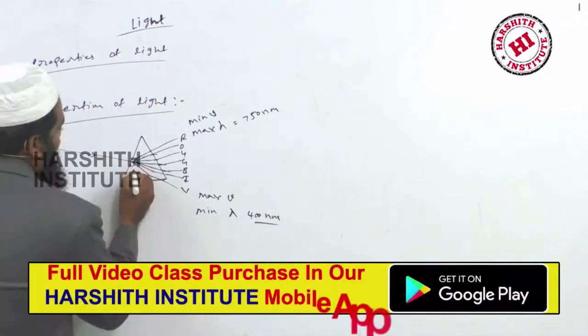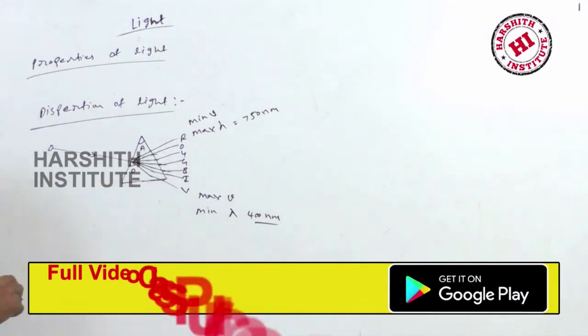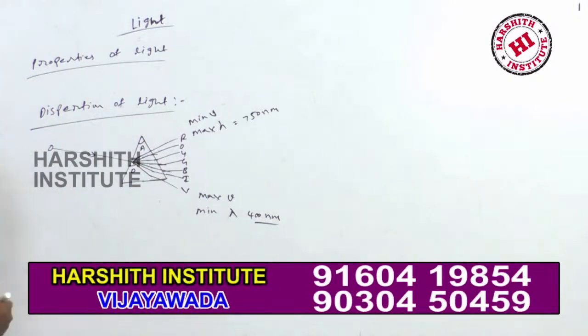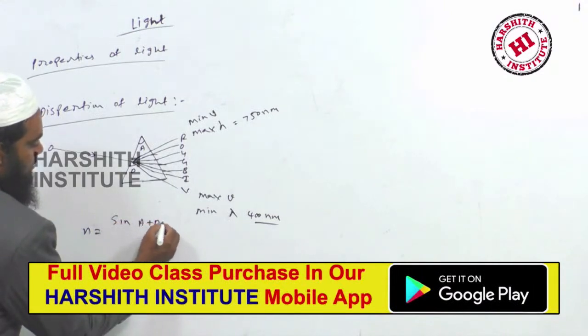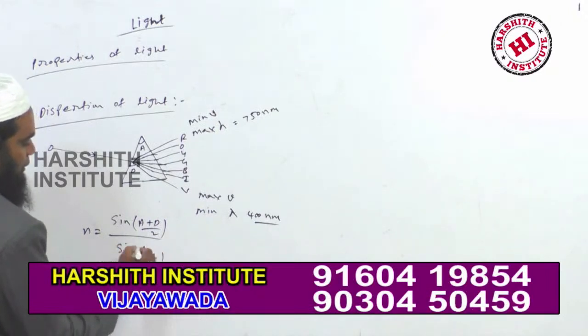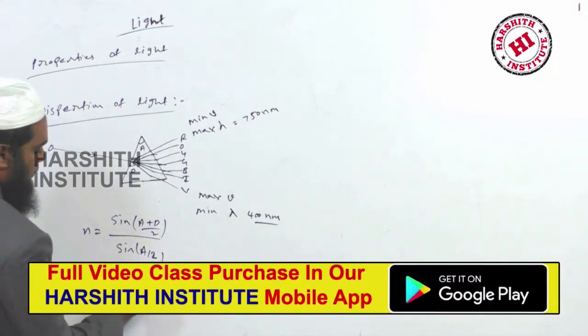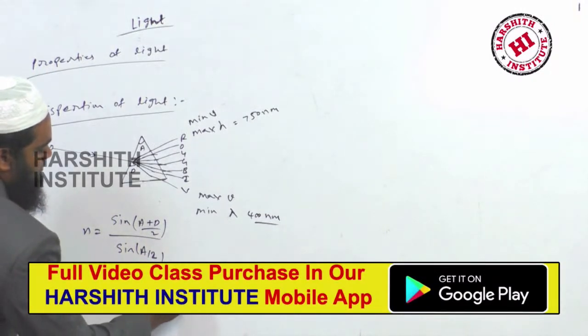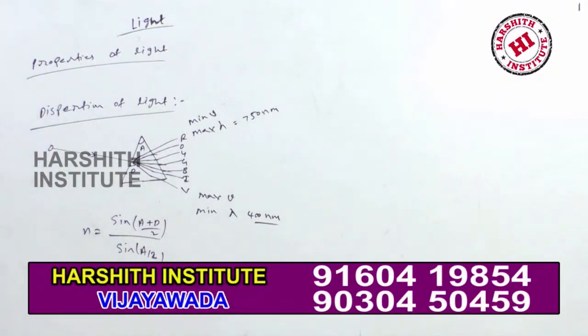So this angle of the prism is called angle of D. This angle is called angle of A. Here there is one formula given in this chapter. So n equals sine of (A plus D) by 2 divided by sine of A by 2. Now here n is called the refractive index. N is one of the constants. This is called the refractive index.